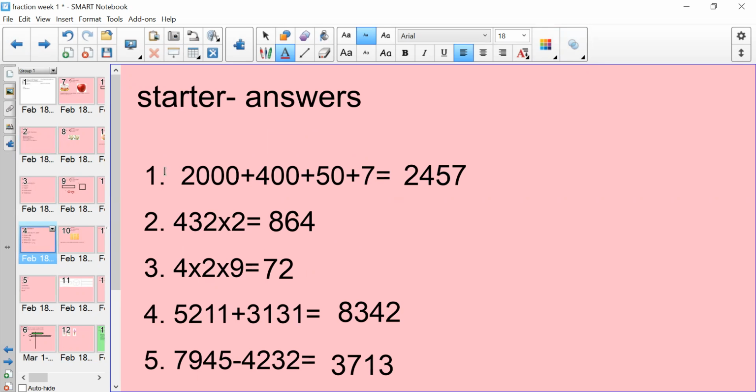So the first one, we could have probably done that mentally of just adding the thousands, hundreds, tens, and ones together. 432 times 2, you would have done the column method, which we learned last term. This one we could have possibly done mentally as well, so multiplying any two numbers first and then the third one afterwards. And then the last two, you would have done column addition and column subtraction.